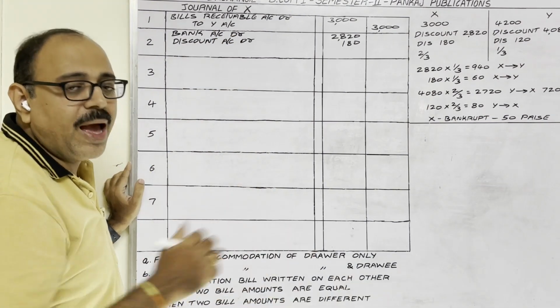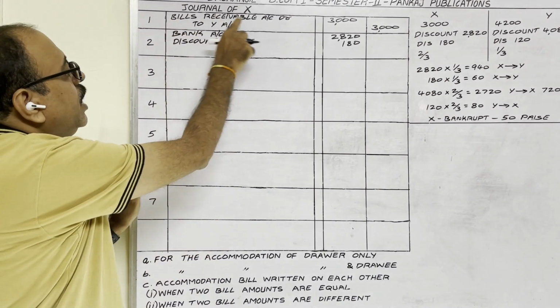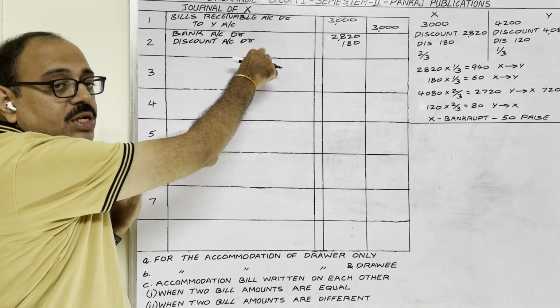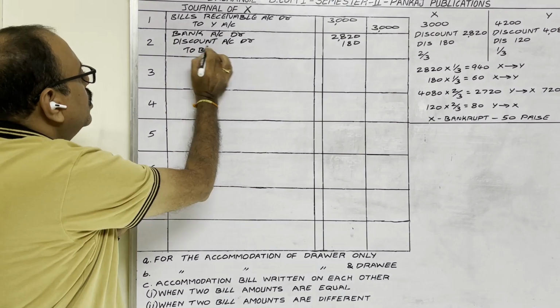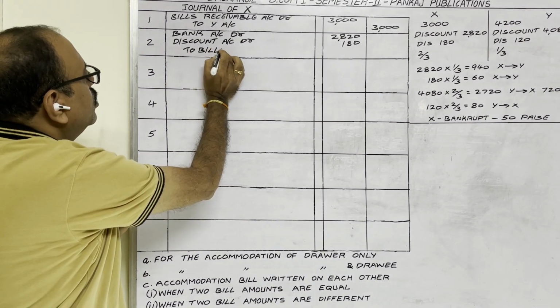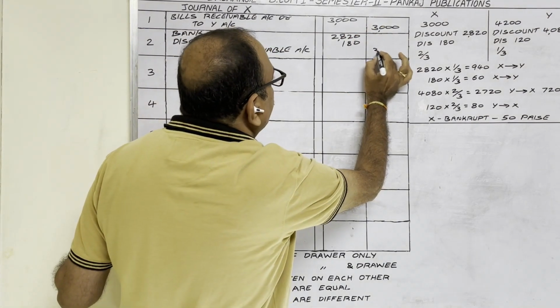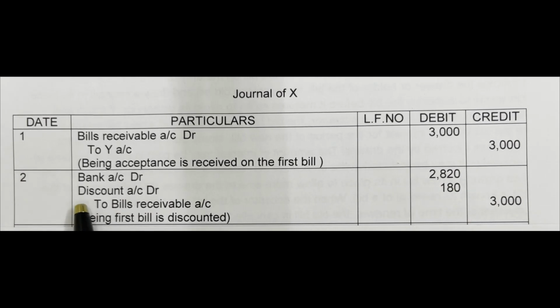Bill is given to the bank, means now the bill is not with X. In the first entry, by debiting, we have created the bills receivable asset. When it is not with us, we have to cancel it in our books now. By crediting, we have to cancel. Credit bills receivable account, bill value 3000 rupees. Second entry: bank account debtor 2820, discount account debtor 180, to bills receivable account 3000. Being first bill is discounted.